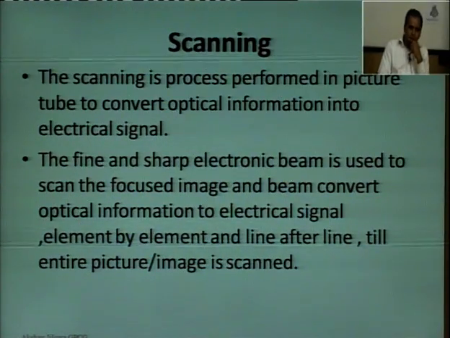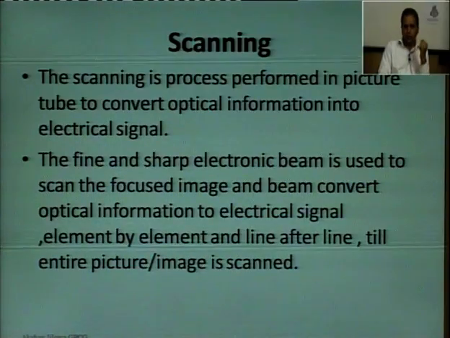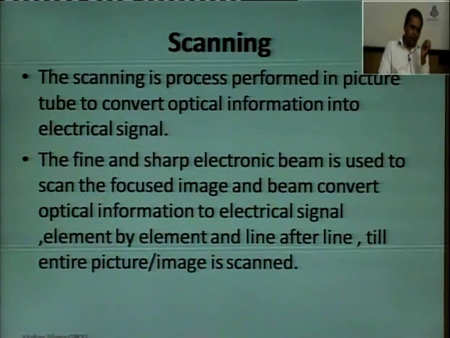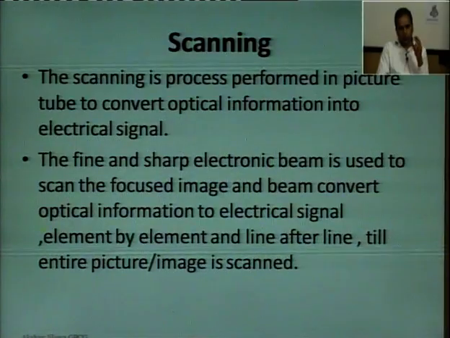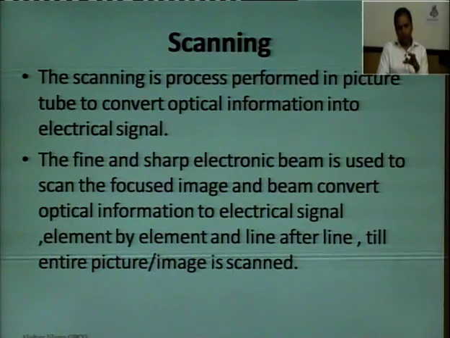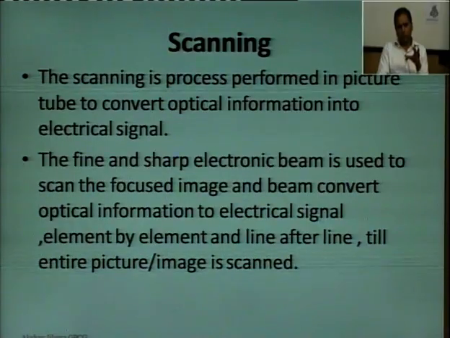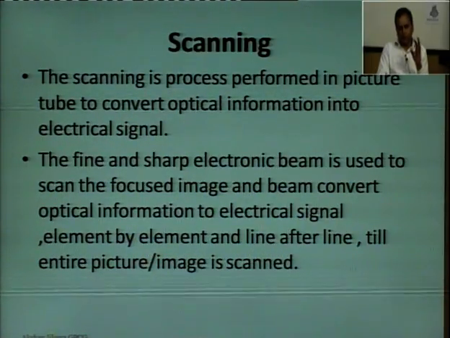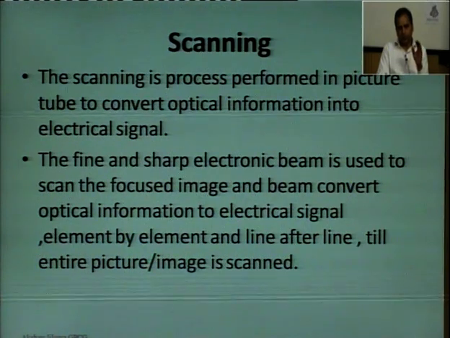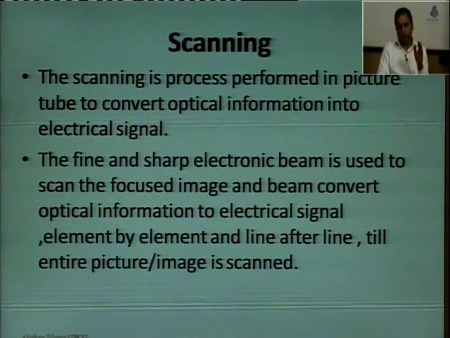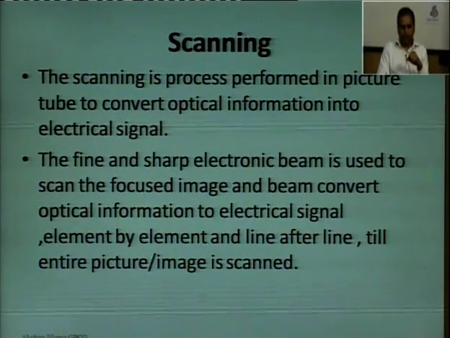The scanning process is performed in the picture tube to convert optical information into electrical signal. So, optical information is converted into electrical signal with the help of scanning. That process of moving the electron beam from left to right and top to bottom and getting information of every spot at every instant is the process which is called scanning. In that process, we convert optical information into corresponding electrical signal.